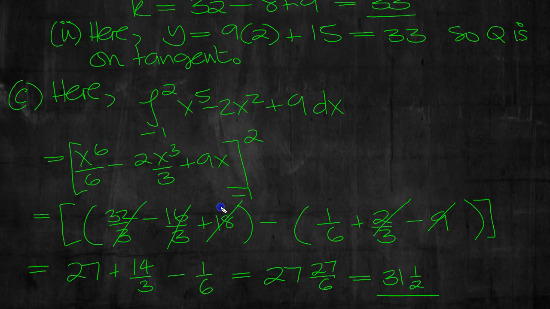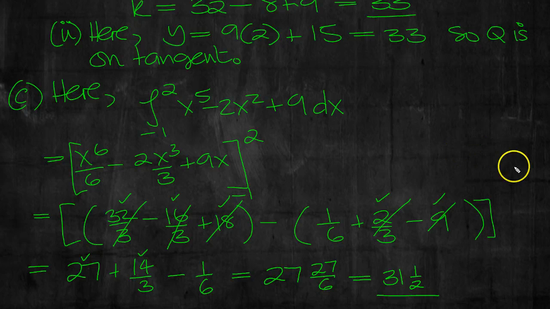So what have we got? We've got 18 plus 9 is 27. Then we've got 32 thirds minus 16 thirds is 16 thirds. Take away 2 thirds is 14 thirds. And then the only other term is this one, minus 1/6. So 28 over 6 minus 1 over 6 is 27 over 6. 6 fours are 24, and 3 sixths, 4 and 3 sixths, 4.5. 31.5 then. Yeah, that seems fine.